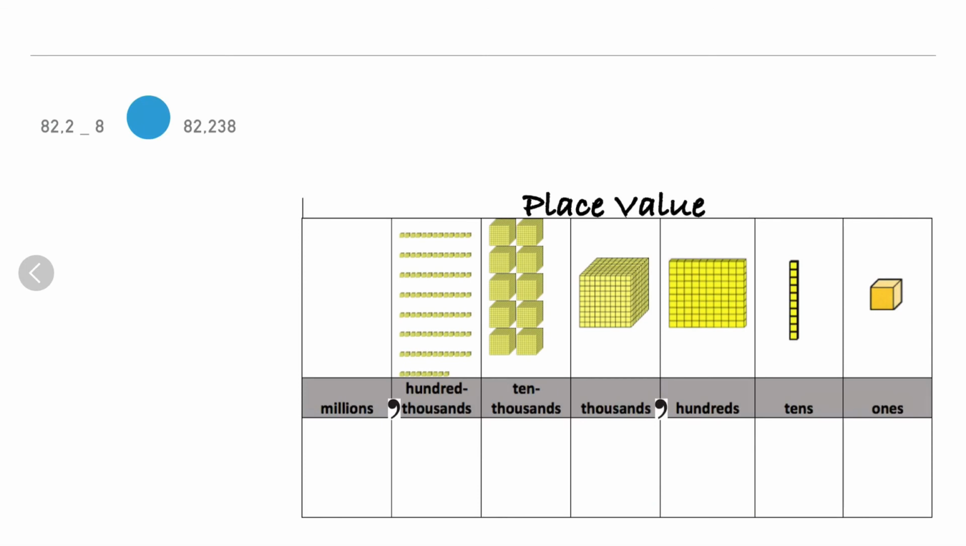Here's a challenge for you guys. I want you guys to fill in the blank in order to make the inequality true. In this case, I want to make this inequality true. 82,200 something 8 is greater than 82,238. What do you think that number is going to be on the left-hand side? If you think you know, go ahead and comment in this video, in the comment section, your answer.